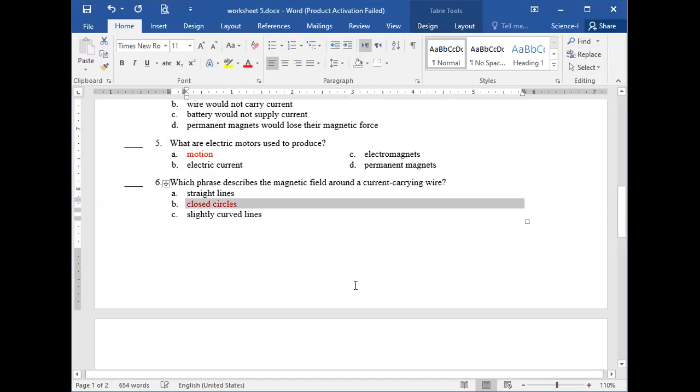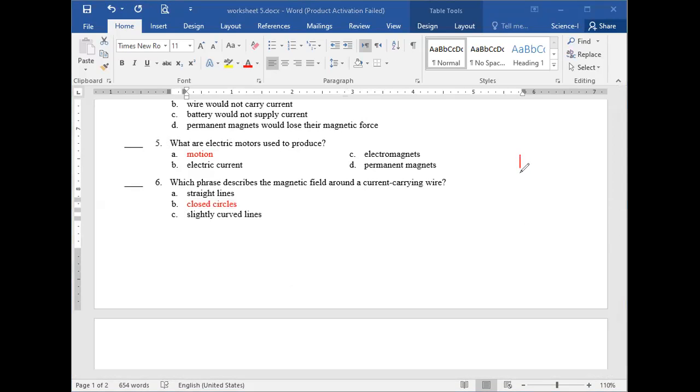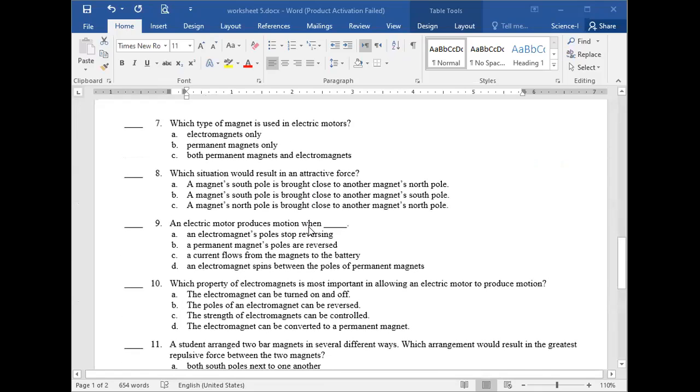As you remember, in the picture in the presentation, we said that if the electrons are flowing through the wire in that direction, you're going to find there is a magnetic field surrounding the wire. These are represented by closed circles. Is it clear, guys? Yes. Okay. So then let's pass to question number 7. Which type of magnet is used in electric motors? What kind of magnet is used in an electric motor?